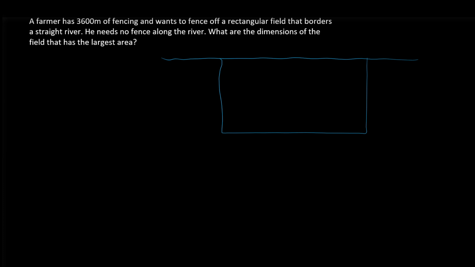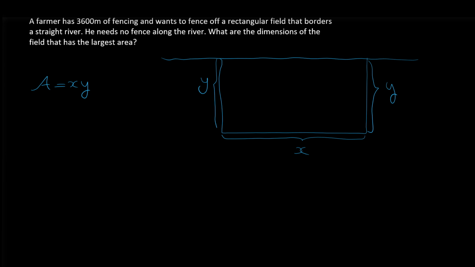Let's name this side of the field X and the other side Y. Area of this field is X times Y. We want to maximize this expression. But what is our constraint in this question?